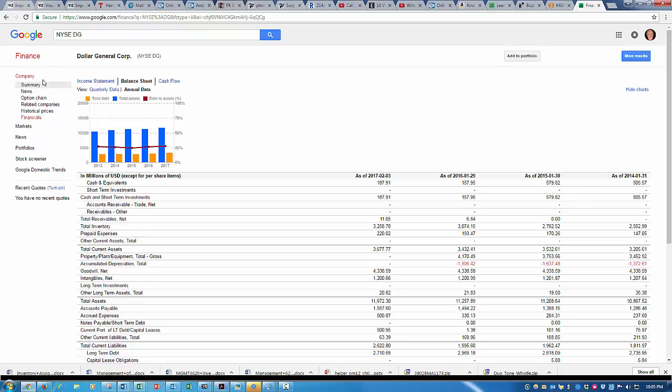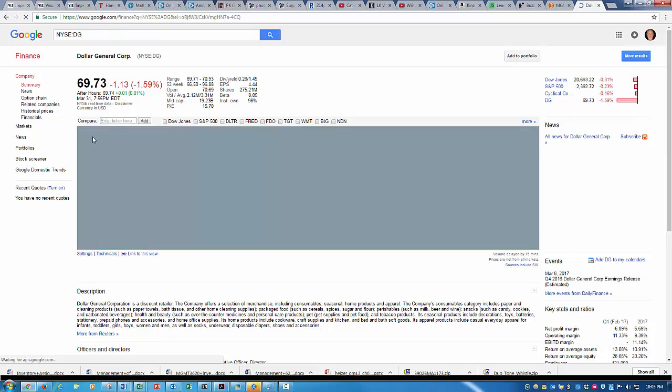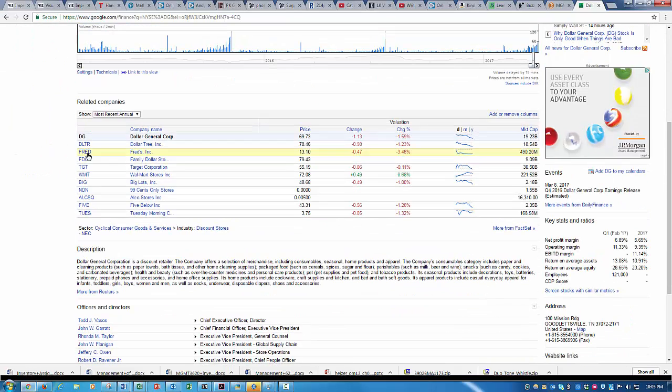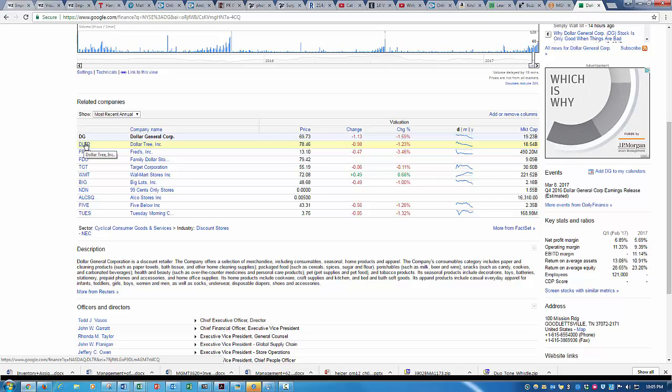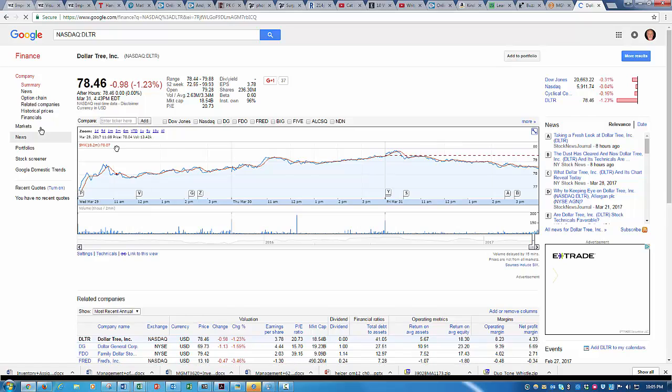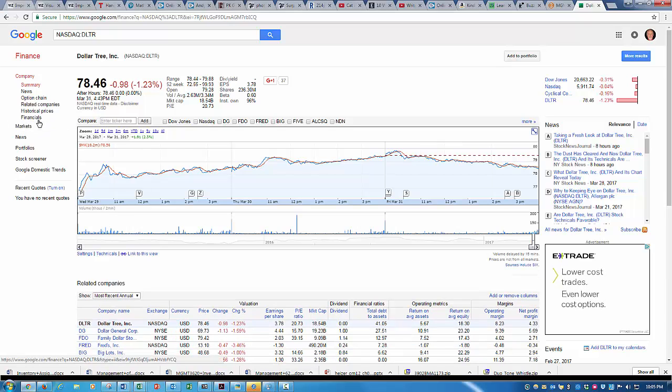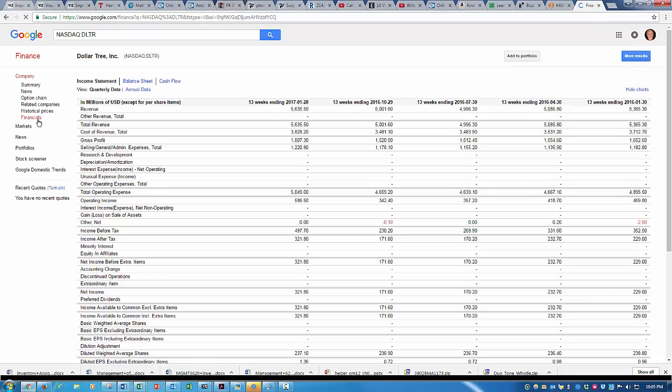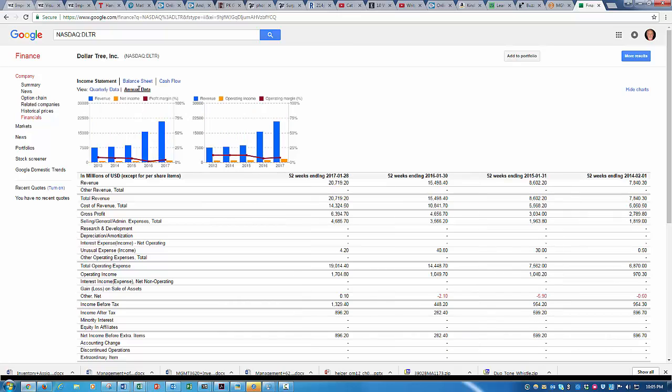If we're going to compare, and quite often our comparables are located back here at the summary page. So, for instance, I'm going to compare with Dollar Tree, and I go to the summary page, and here's Dollar Tree right here. And that's going to take me straight over to Dollar Tree's financial page without having to type in the name. And so I click on their financials. Do the same thing. I make sure we click the annual data.